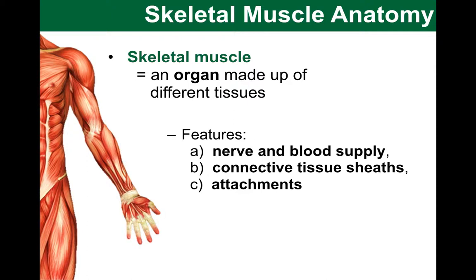So each muscle is supplied by a nerve, an artery, and a vein or veins. This is because muscles that are working hard also require a huge amount of oxygen and nutrients. In addition, the waste products need to be removed quickly and efficiently.